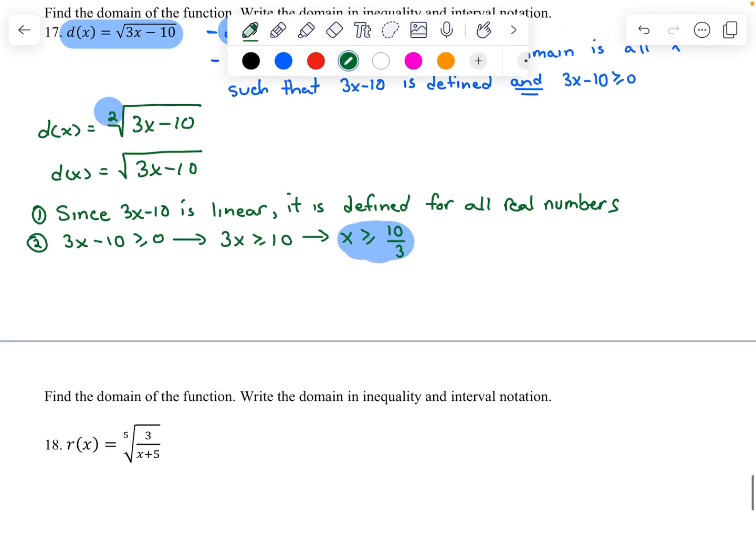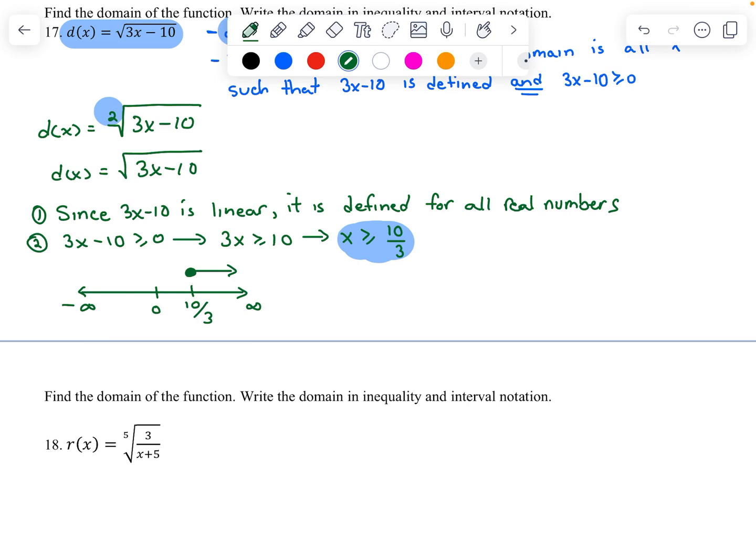So what I'm going to do is create a number line. This goes from negative infinity to infinity. 0 is in the middle. 10/3 is right there, to the right of 0. Since we want equality, I'm going to place a closed circle above 10/3, and I'm going to place an arrow going to the right because I want all real numbers greater than or equal to 10/3.